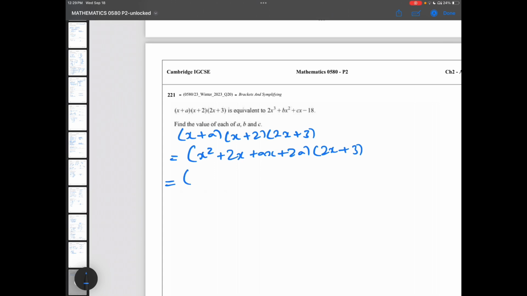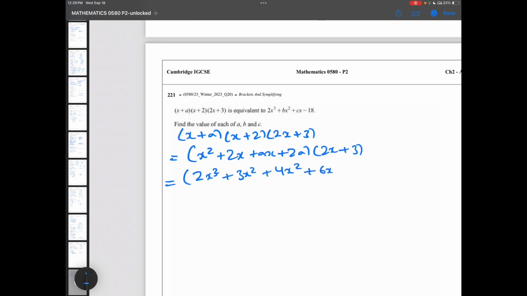Now first we'll multiply x square with 2x. We will get 2x cube. Then I will multiply x square with 3. I will get 3x square. So when I multiply x square with 2x, I get 2x cube. And when I multiplied x square with 3, I get 3x square. Now I will multiply 2x with 2x, I will get 4x square. Now I will multiply 2x with 3, I will get 6x.